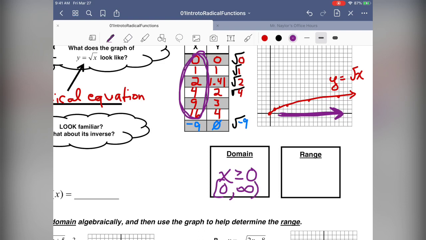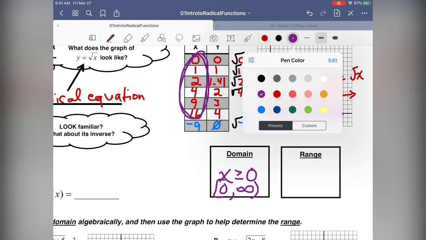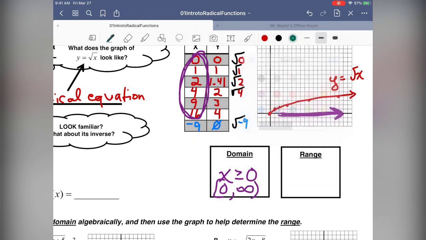If you look at the range of the graph, of course, that would be the y values. And same thing, you can look at your table of values. It looks like those y values are also greater than 0, which is also being shown by the graph itself. So our range is y values that are greater than or equal to 0.